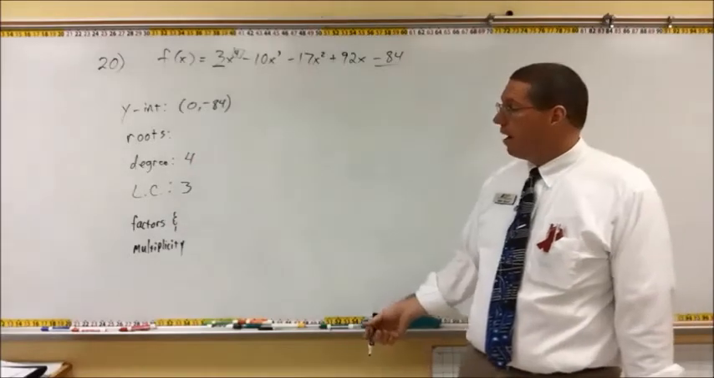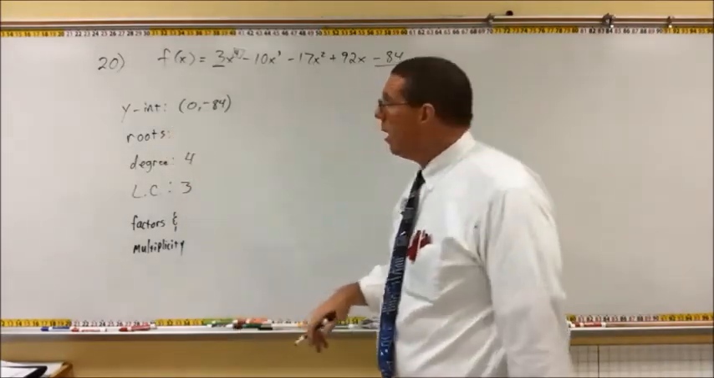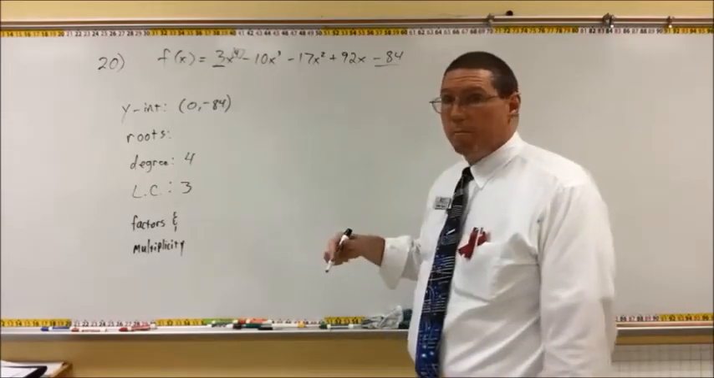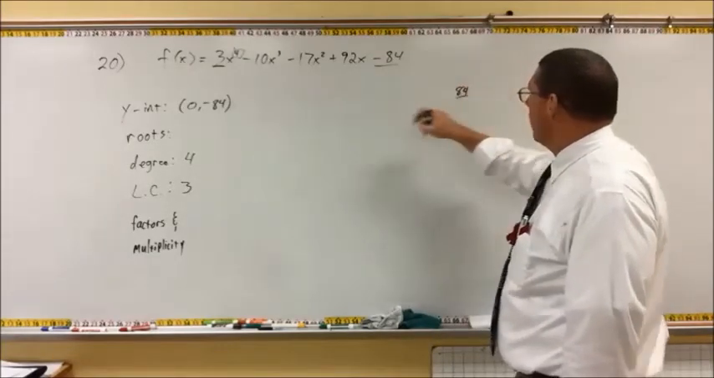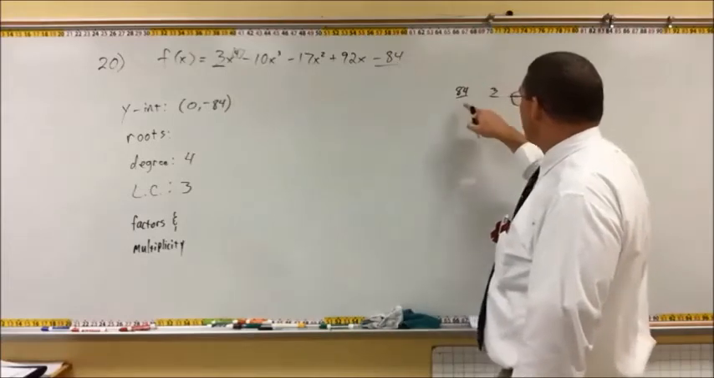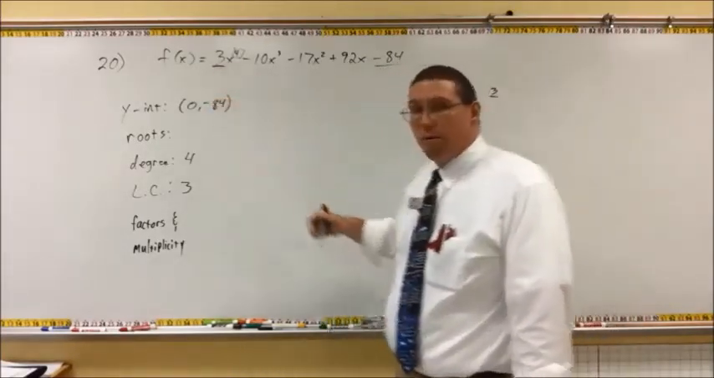Now to identify the factors, and then subsequently the roots, we are going to use the rational root theorem. So we're going to want to identify all of the factors of 84 and the factors of the lead coefficient 3. You can see that we're basically using the same numbers from the y-intercept and the lead coefficient.